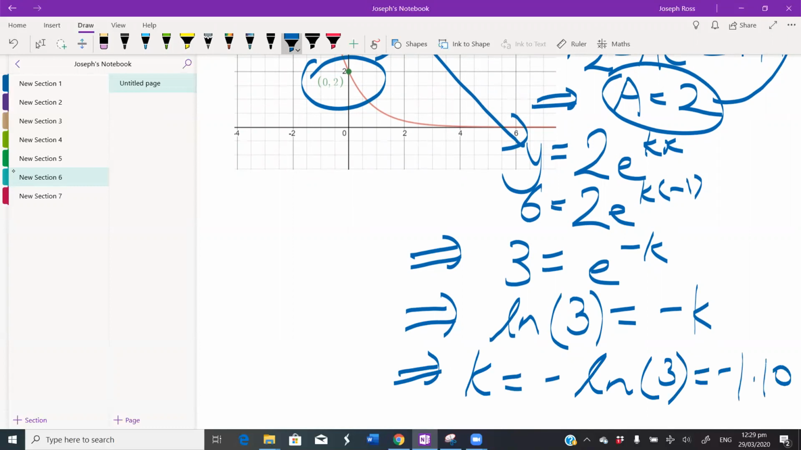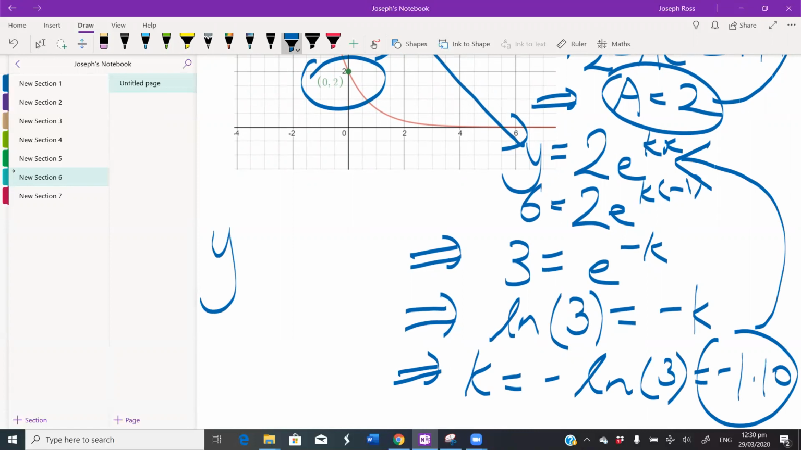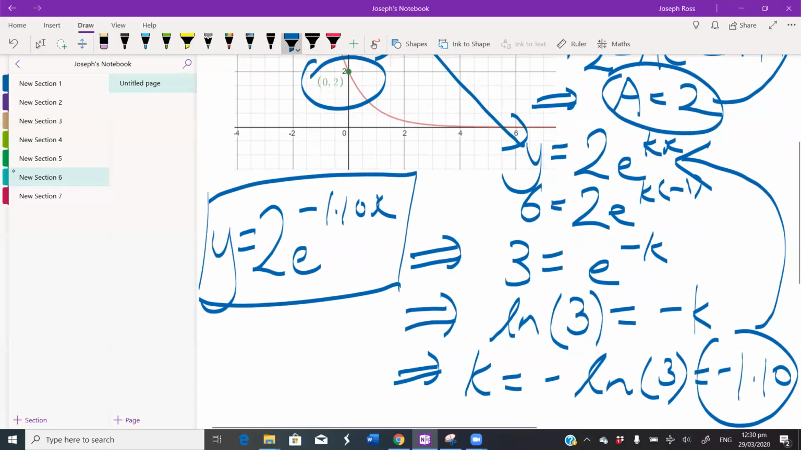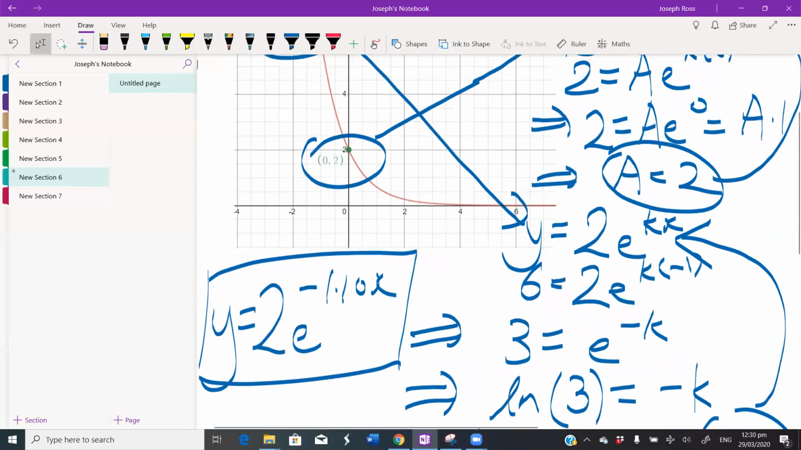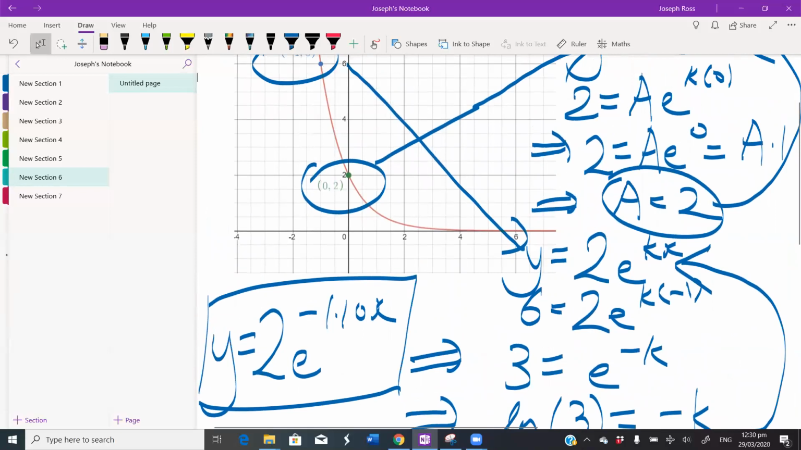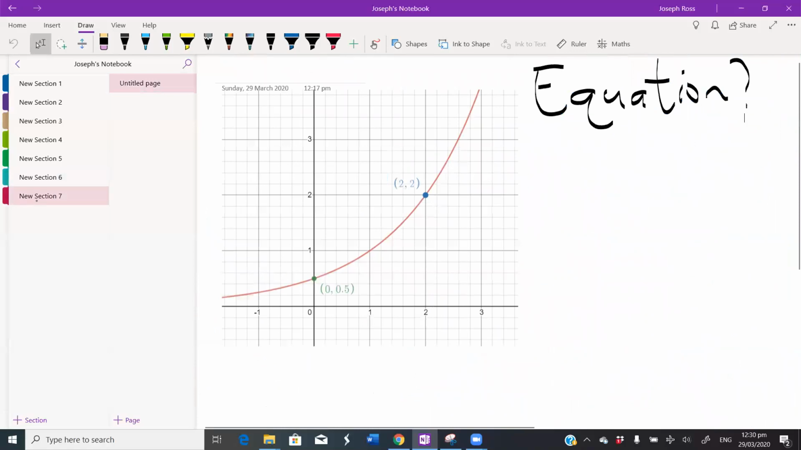So our equation is y equals, we'll put that value of 1.10 back into our y equals 2e to the kx. So we get 2e to the -1.10x is our equation of that graph. Okay, so we have one more question to find the equation of. So we've got 2 points that it goes through again.